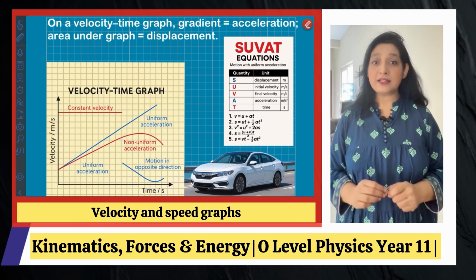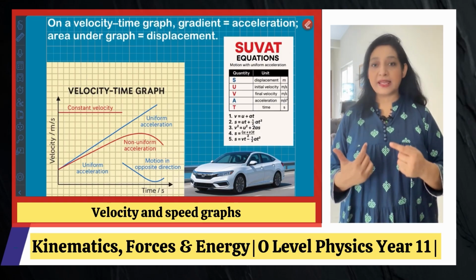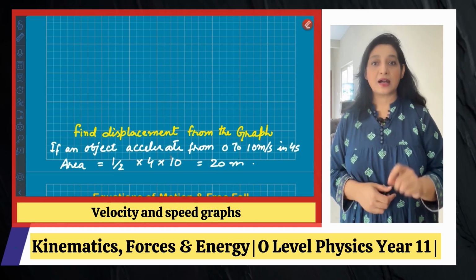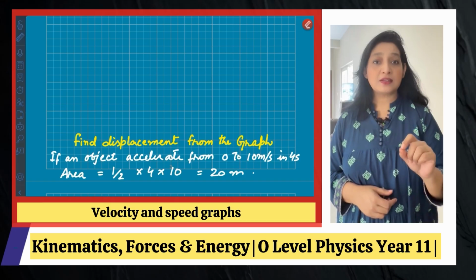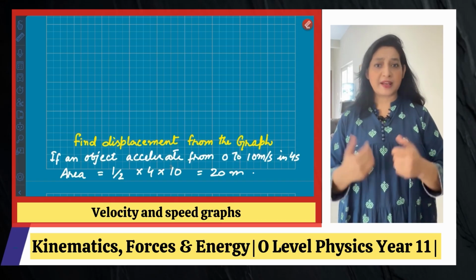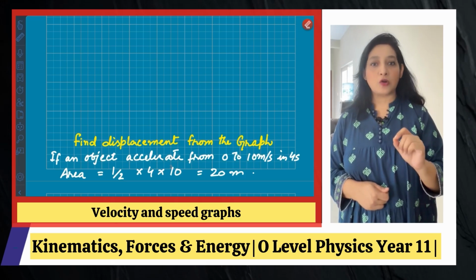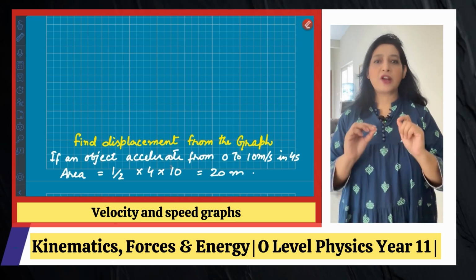Now, how to find displacement from the graph? Look at the screen. Displacement is equal to the area under the velocity-time graph. For straight lines, use the area of a triangle plus a rectangle. For curves, estimate the area by counting squares or dividing into small trapeziums.